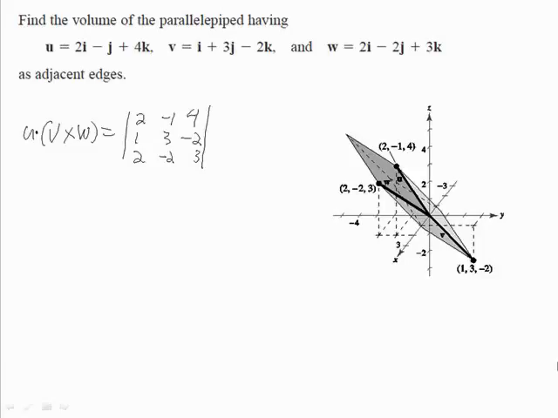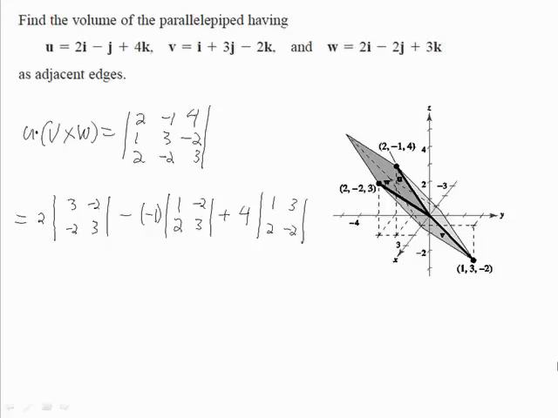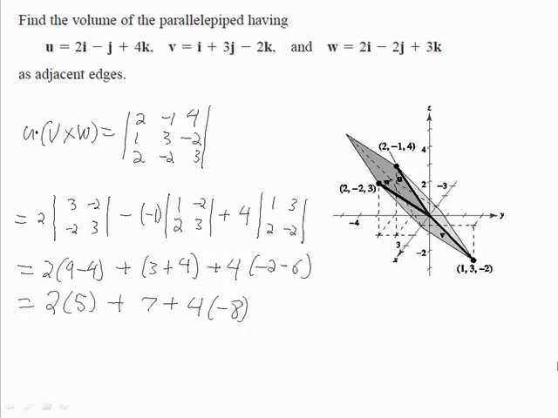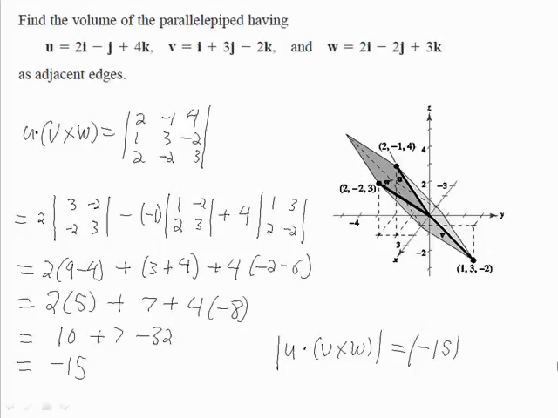minus negative 1 times the determinant of 1, negative 2, 2, 3, plus 4 times the determinant of 1, 3, 2, negative 2, which is equal to 2 times the quantity 9 minus 4, plus the quantity 3 plus 4, plus 4 times the quantity negative 2 minus 6, which is equal to 2 times 5 plus 7 plus 4 times negative 8, which is equal to 10 plus 7 minus 32, which equals negative 15. So the volume of the parallelepiped is equal to the absolute value of the triple scalar product, which is equal to the absolute value of negative 15, which is equal to 15 cubic units.